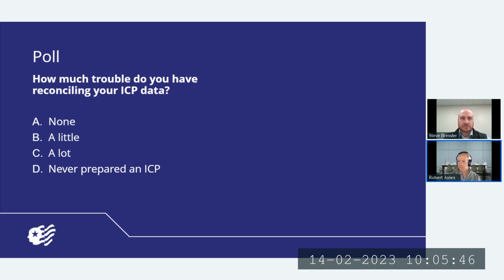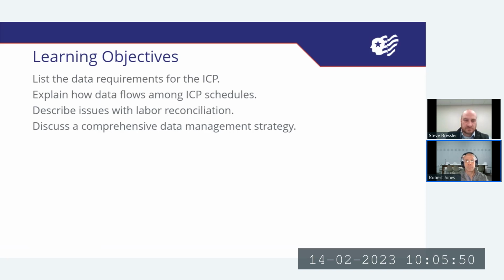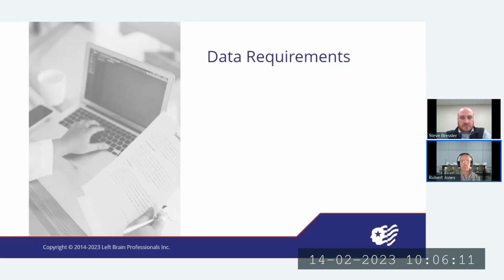All right, back to our slides, our learning objectives for today. At the end of our roughly 1 hour together, you should be able to list the data requirements for the incurred cost proposal, explain how the data flows among the ICP schedules, describe issues with labor reconciliation, and discuss a comprehensive data management strategy. Let's go through the basic data requirements. And what you're going to see as we go through here is that there are really four key sources of data.